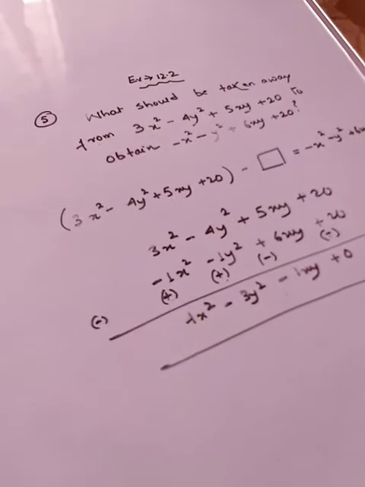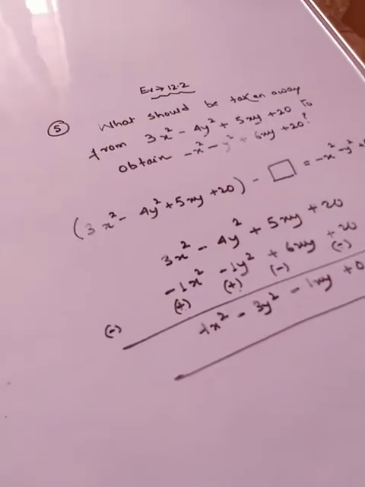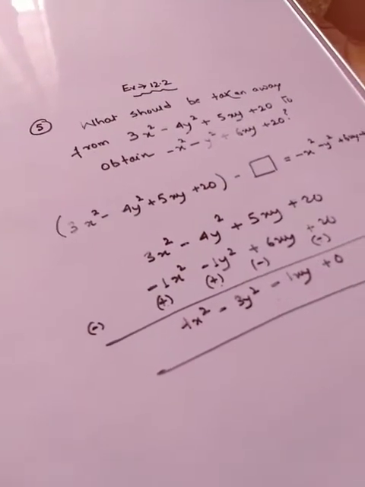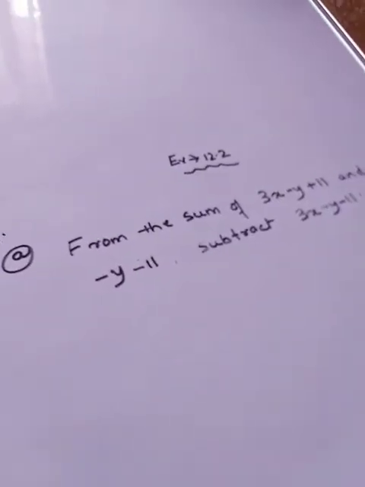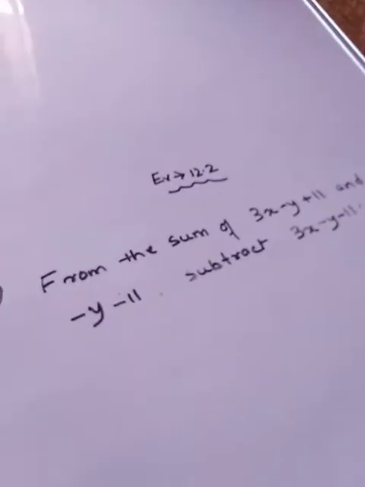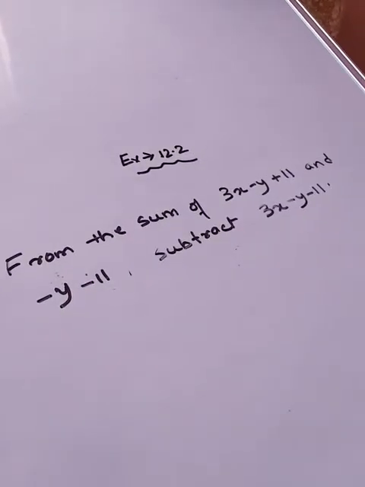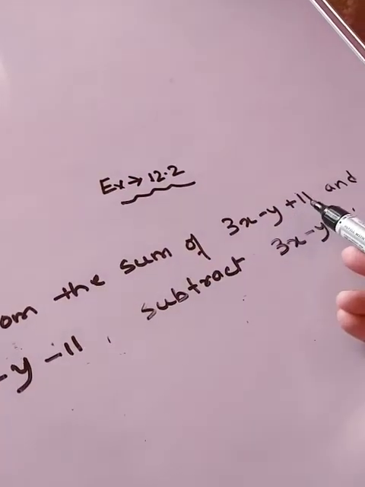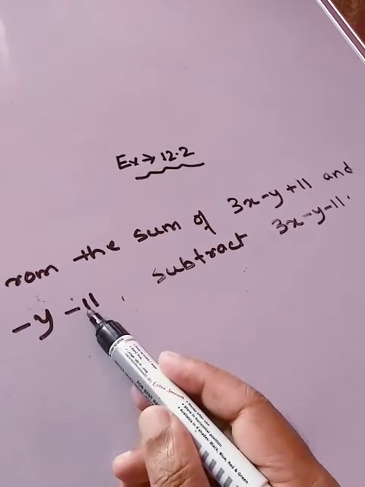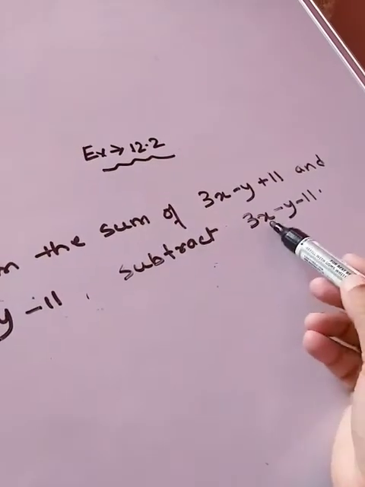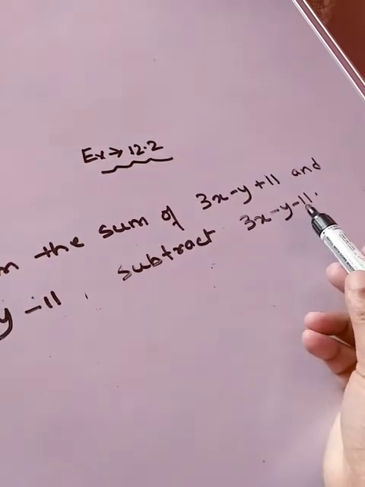This is the solution of sum number 5. Let's move on to sum number A of question number 6. Now from the sum of 3x − y + 11 and −y − 11, we have to subtract 3x − 4y − 11.